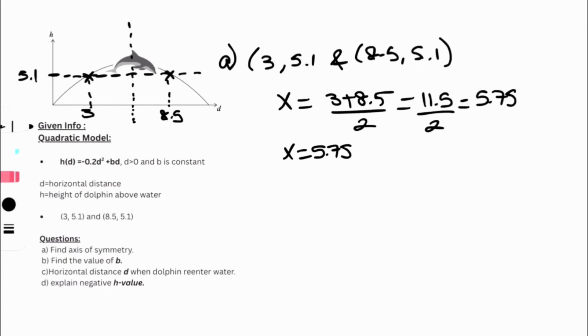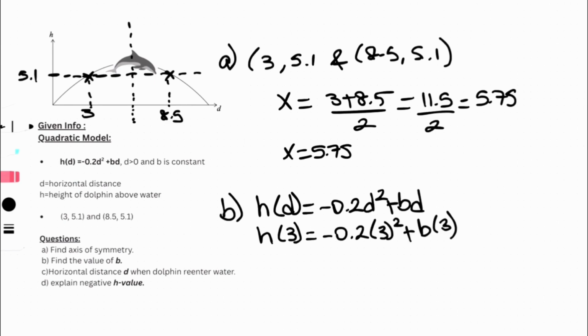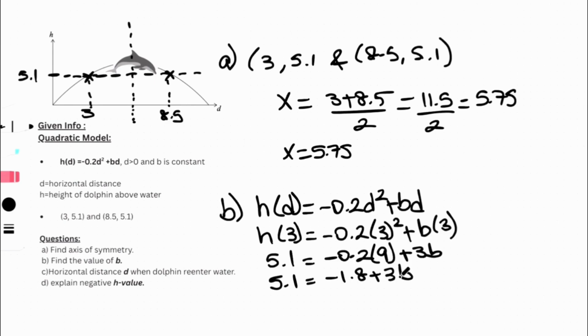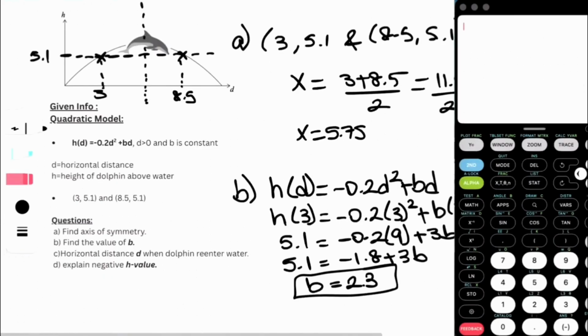Next, we need to find the value of b using the given model. We can substitute one of the points into the model. So let's copy down the model: h(d) = -0.2d² + bd. We substitute h(3), and h(3) is equal to 5.1, and solving for b, we get 2.3.